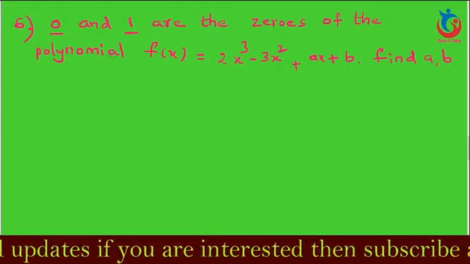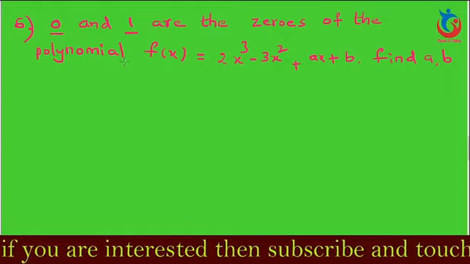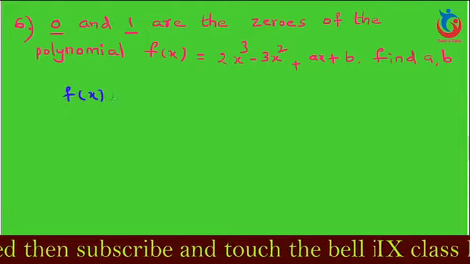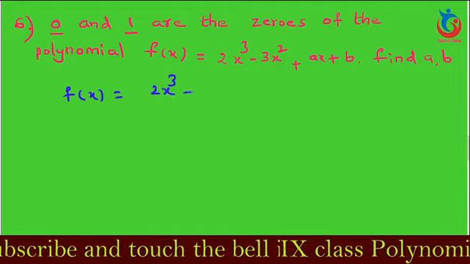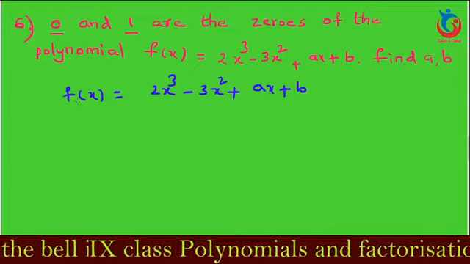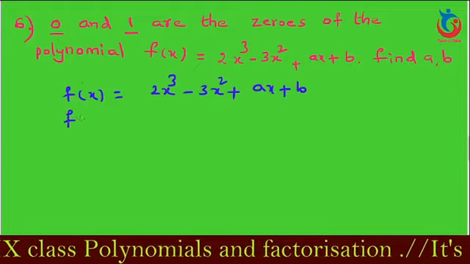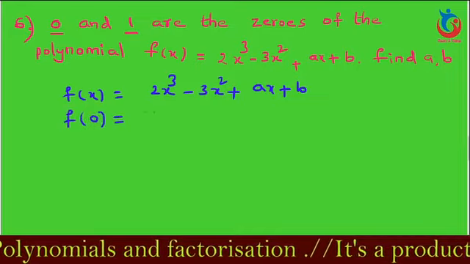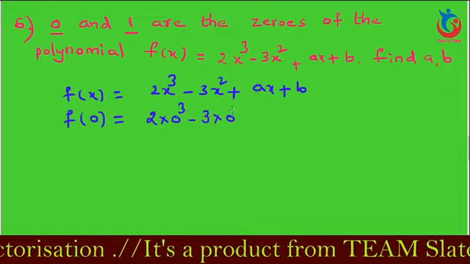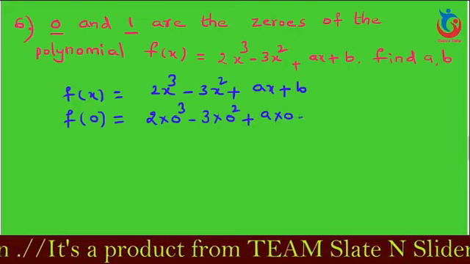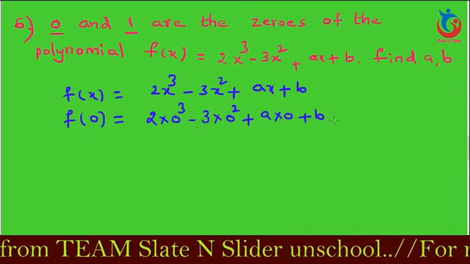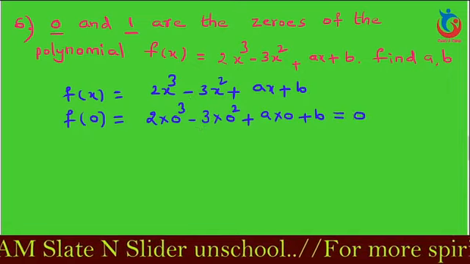In the example file we have given only one root, but here we have two roots. So f of x is equal to 2x cube minus 3x square plus ax plus b. So first root is 0. Root means first zero. F of 0 is equal to, in the place of x write 0. 2 into 0 cube minus 3 into 0 square plus a into 0 plus b. By substituting this 0, this total polynomial will be equated to 0.